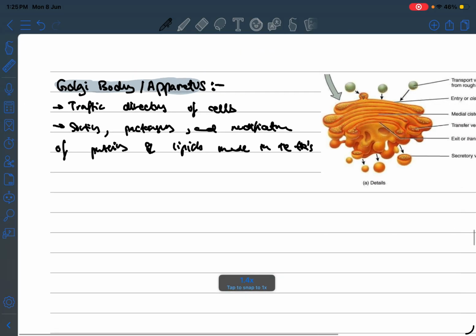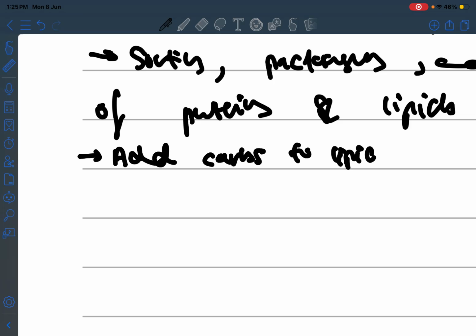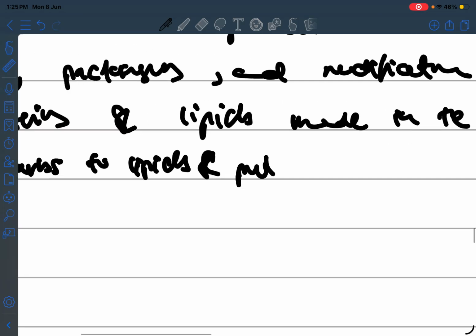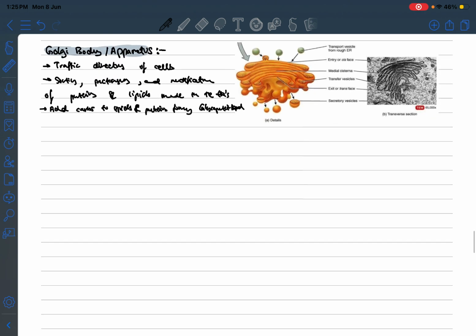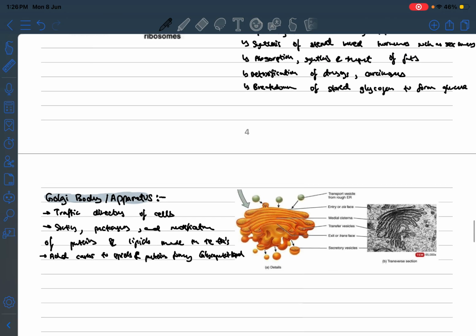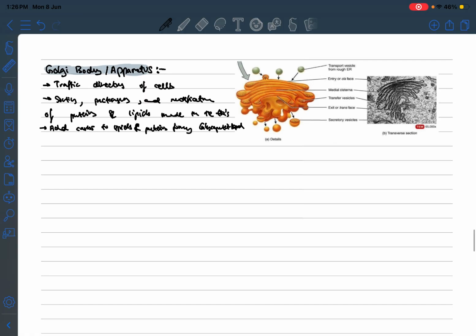Now specifically in terms of modification, we can say that it adds carbohydrates to proteins to form glycoproteins, and it also does that with lipids. Add carbs to lipids and proteins, forming glycoproteins and glycolipids. Amongst a lot of other modifications, but that's the most straightforward one that I can think of at the moment. So that's basically the function of the Golgi body. Of course, there's a lot more to it in terms of the specific modifications and how it does the sorting and packaging. You don't need to know that at the moment, but this is the basics of it.